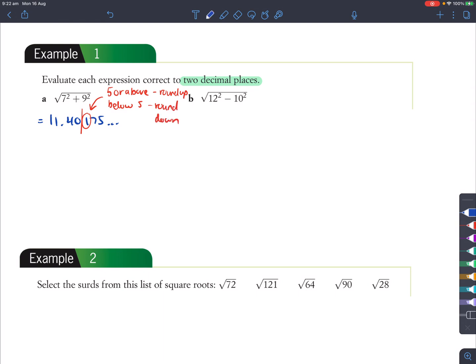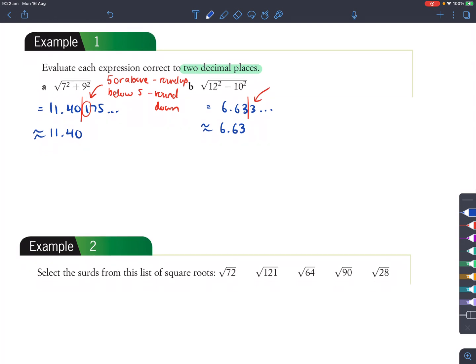So, what are we going to do here? Because it's below 5, since it's a 1, we're going to round this number down, so it's going to be 11.40. Now, as for square root of 12 squared minus 10 squared, that is equal to 6.633, it keeps going. And so if we were to round this to 2 decimal places, we draw a line there after 2 numbers. That third number there, which is the number 3, is a number below 5. So this is going to round down to 6.63. Okay?